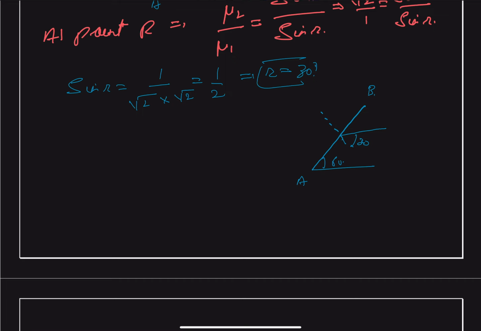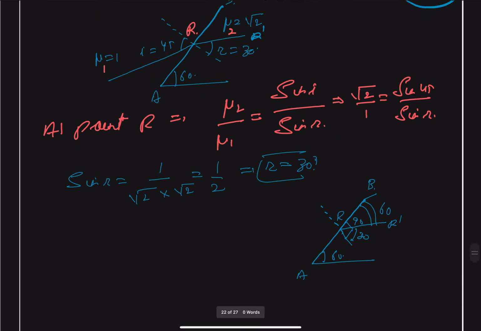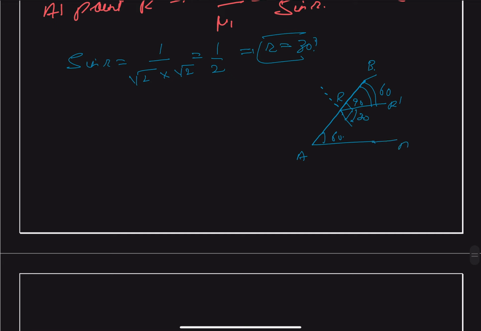So you can say that this entire angle will be 90 degrees. Therefore, this angle will be 60 degrees. So we can say our r and r prime will be parallel to AD, because this is our face AD. You can say that angle B r r prime is equal to 60 degrees. Therefore we can say our r prime is parallel to AD.